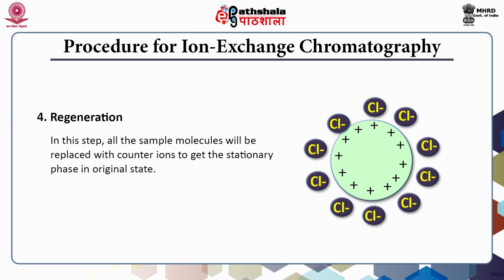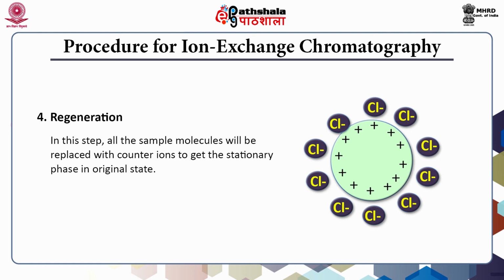negatively charged ions in case of anion exchanger, or in case of cation exchanger, it is the attraction between negatively charged ions present on the stationary phase and the positively charged ions present in the sample buffer or equilibration buffer. So, that completes the procedure of ion exchange chromatography. It is very simple. It has only 4 steps.